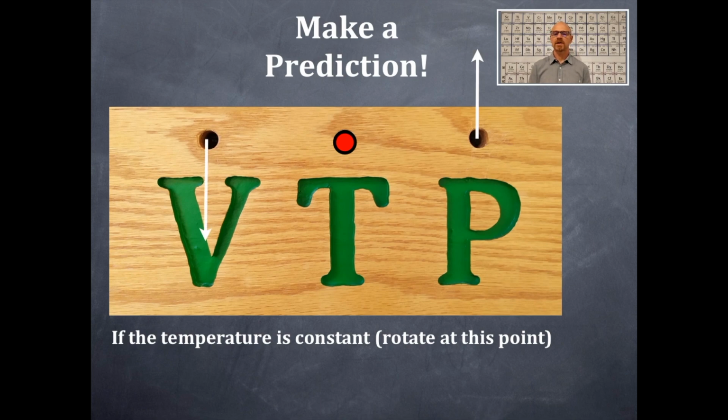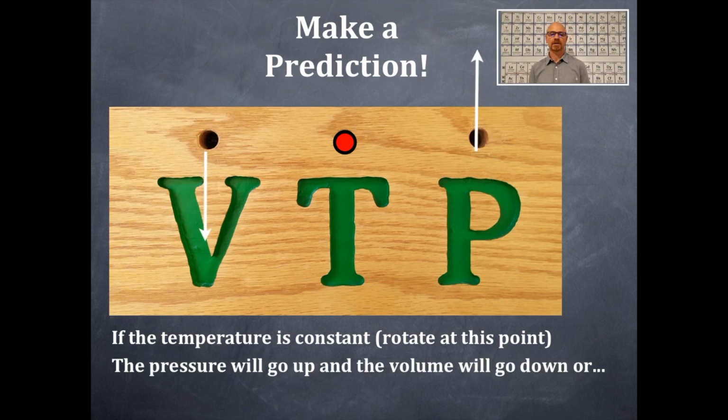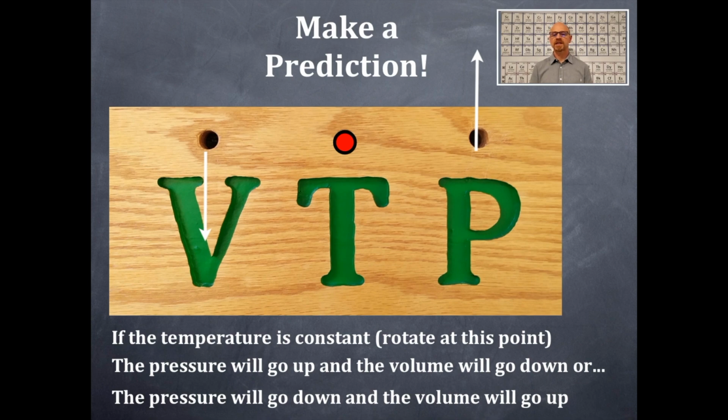So if you can look at those arrows there, they rotate, and that is the pressure is going up, the volume is going down. So the pressure will go up, the volume will go down. Alternatively, if the pressure goes down, the volume will go up. And take a look at these set of arrows here and look at the rotation. We're rotating again at where the temperature is. So it's an inverse relationship. Volume goes up, pressure goes down. Pressure goes up, volume goes down.